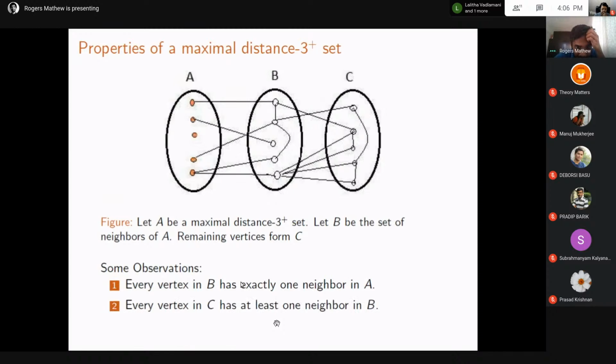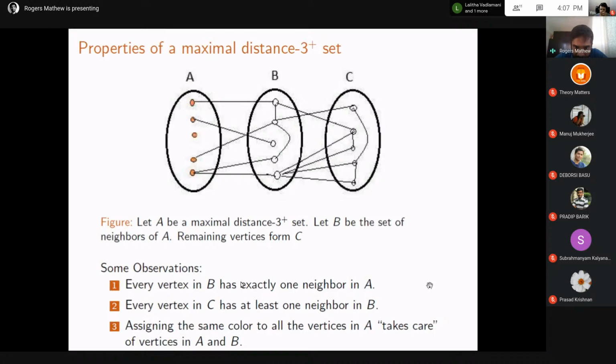The second property is that every vertex in C has at least one neighbor in B. Again, suppose this was not true. Suppose you have a vertex in C which had no neighbor in B. If it had no neighbor in B, then its distance to every vertex in A is at least 3, and therefore you could have added it to A. But A is already maximal. You cannot add anything more to A, which means you cannot have such a vertex in C. Every vertex in C should have at least one neighbor in B.